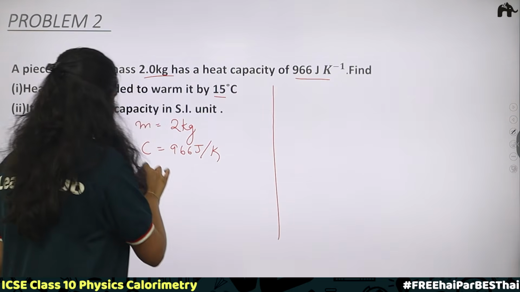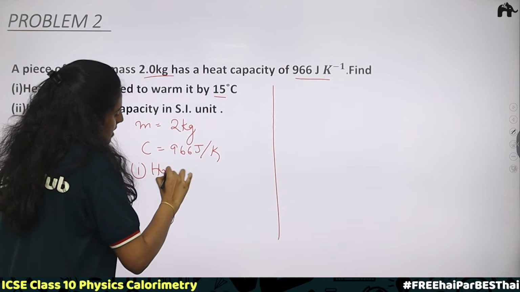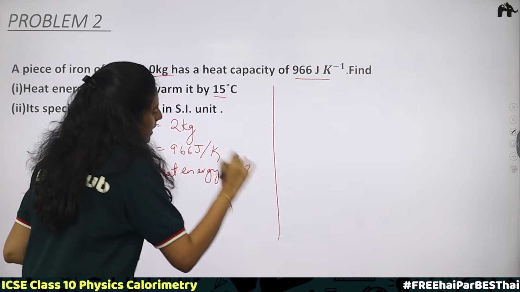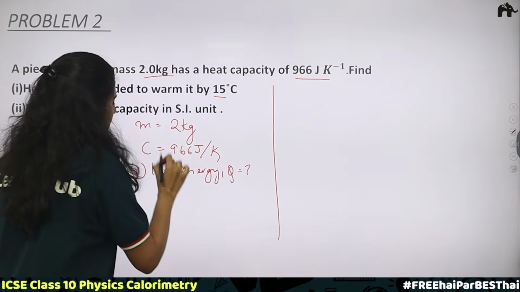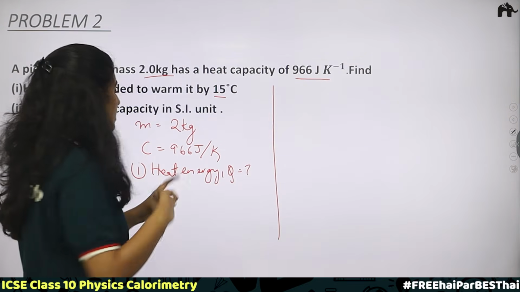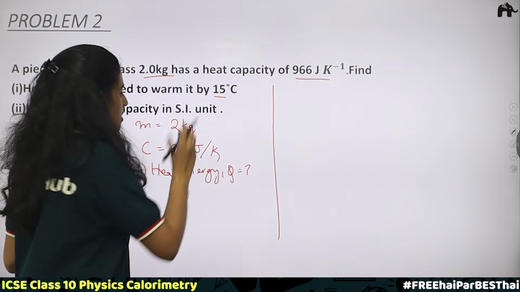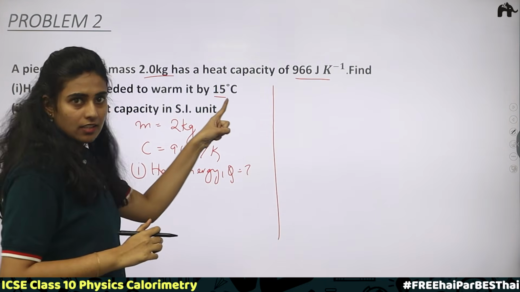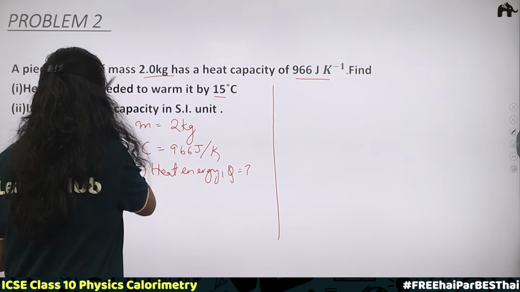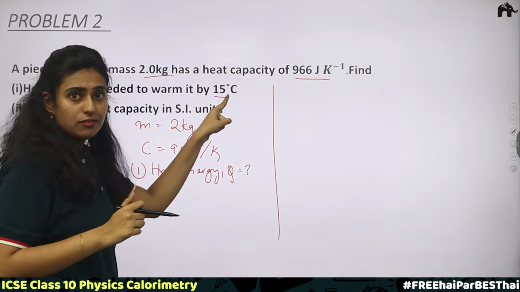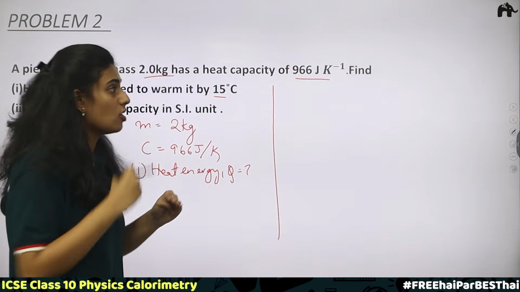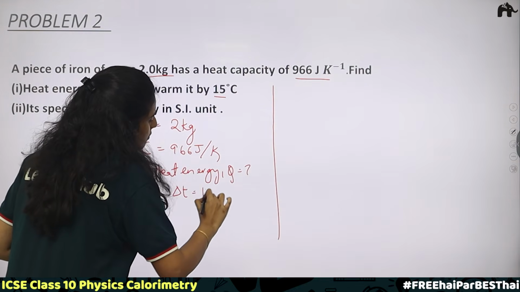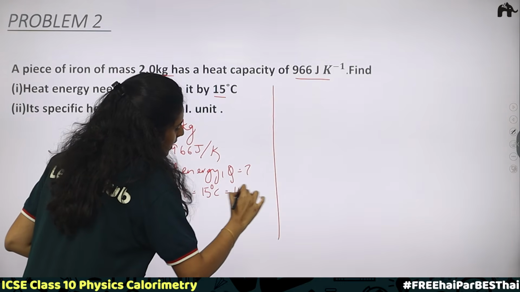So first part we have to find heat energy. How to find heat energy? We have a relation, heat capacity is equal to heat energy divided by change in temperature. Change in temperature is also given. Here we have to find the heat energy needed to warm it by 15 degrees Celsius. That is a rise in temperature of 15 degrees Celsius. Therefore, delta T is equal to 15 degrees Celsius or 15 Kelvin.